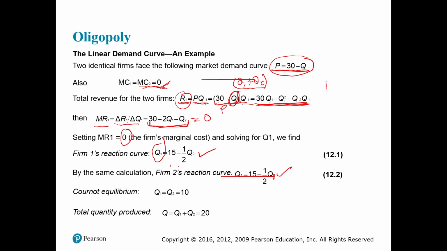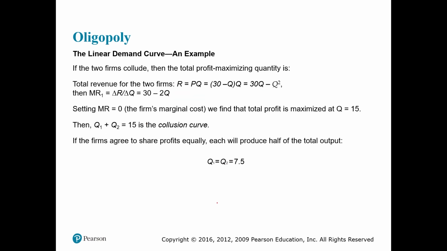If you substitute, because Q1 is equal to Q2, you can place Q1 here and solve for Q1, and you get 10 each. So the Cournot equilibrium is that each firm is going to produce 10 and the total output is going to be 20. So 10 each, and in this way their profit is maximized. We can represent it on the linear demand curve.